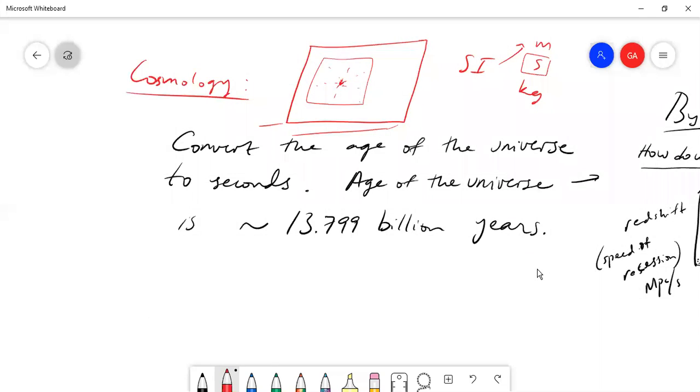How do people know? This is not math, not on the SAT. This is for you. How do people know the age of the universe?